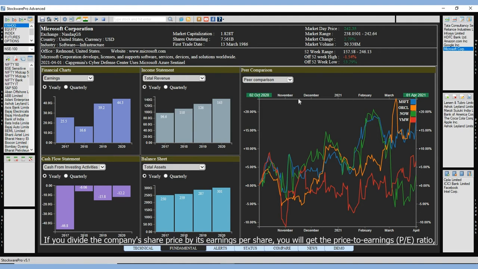If you divide the company's share price by its earnings per share, you will get the price to earnings ratio, or PE ratio. This shows how much the market is willing to pay for each dollar of earnings. EPS and PE ratio are some of the many indicators you could use to pick stocks.